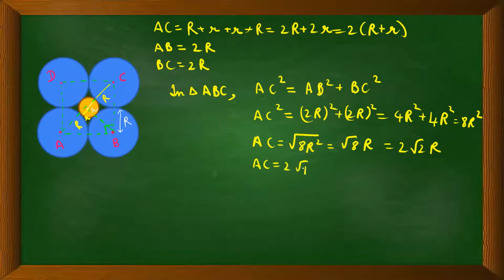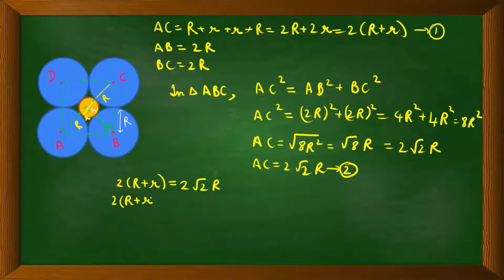Now, by equating these equations 1 and 2, since both are equal to AC, we can equate them. By equating these two, we get 2 times (R plus r) is equal to 2 root 2 R. We can also write this, dividing by 2, as R plus r is equal to root 2 R. The 2 cancels out with 2. This implies R plus r is equal to root 2 R.